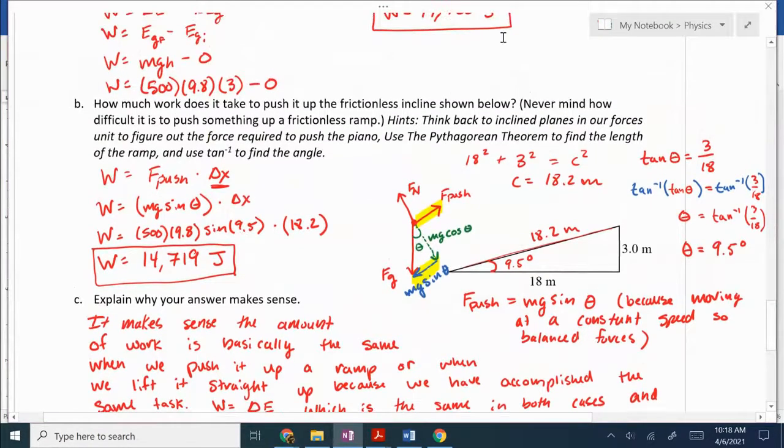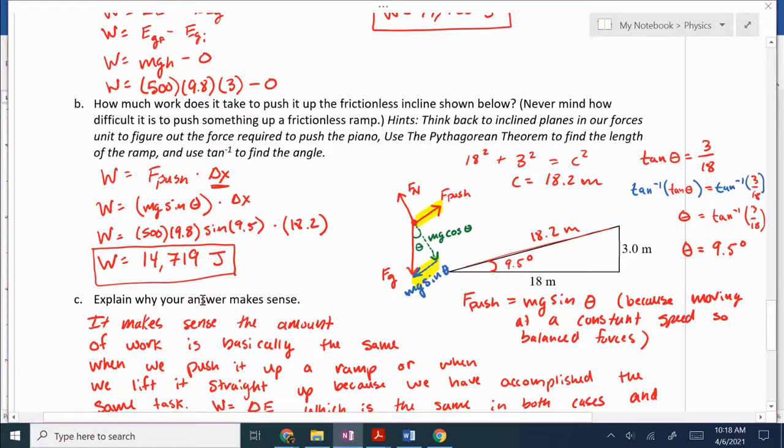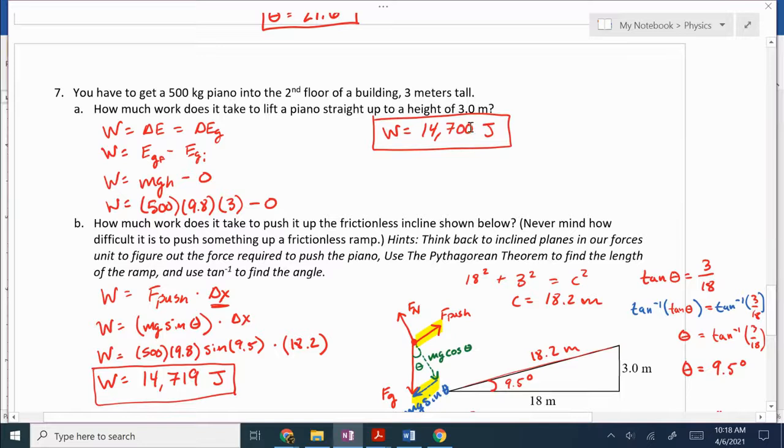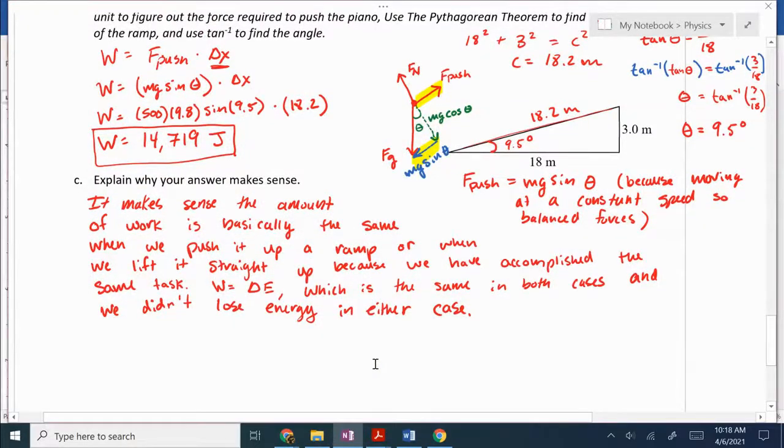And the difference of 20, the reason that this is 14,700 and this is 14,718, the reason it's off by that much is we ended up doing a lot of rounding and a lot of calculating in part B. If we had not rounded at all, these two numbers should be exactly the same, and we should have ended up with 14,700 here. But because we rounded the angle and the length, that's why it ended up being off.